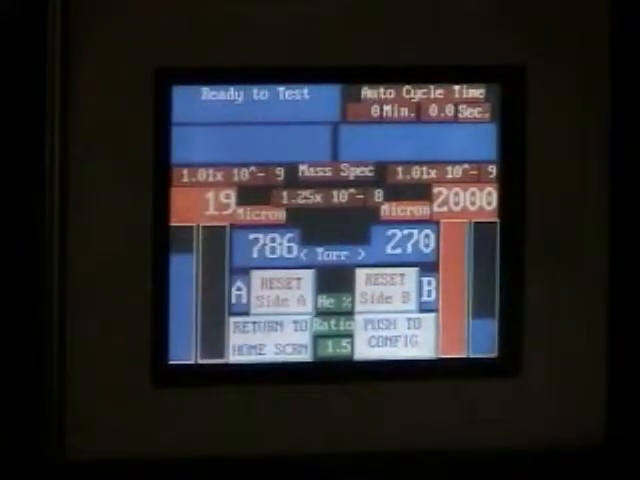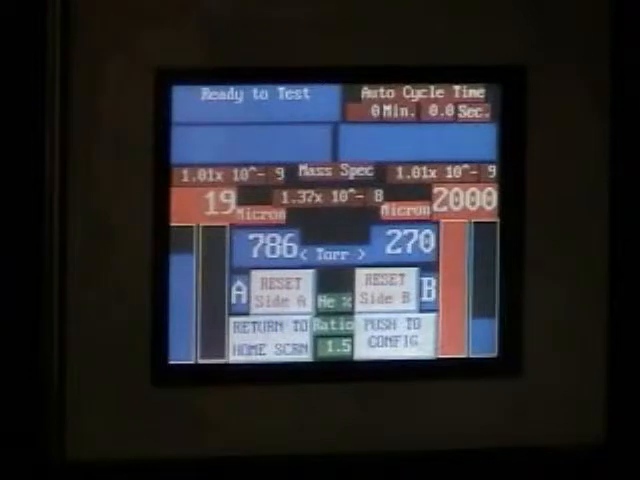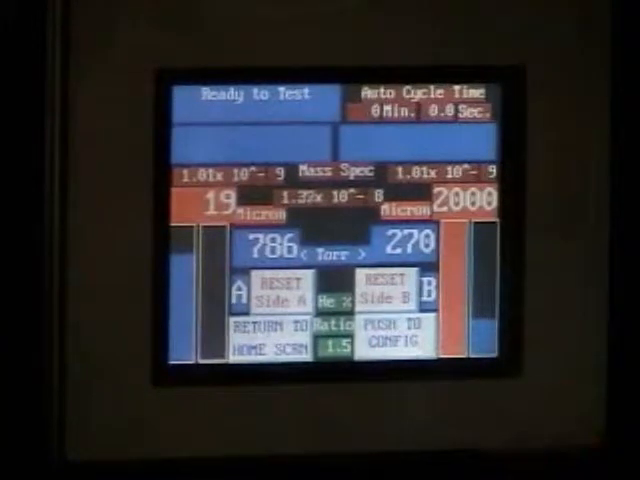The red indicator is a vacuum transducer that is in the high vacuum manifold. Right now that manifold is at 19 microns. Station B is not on.